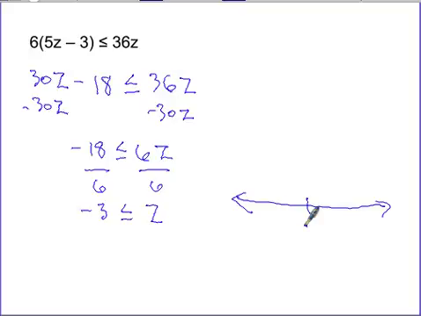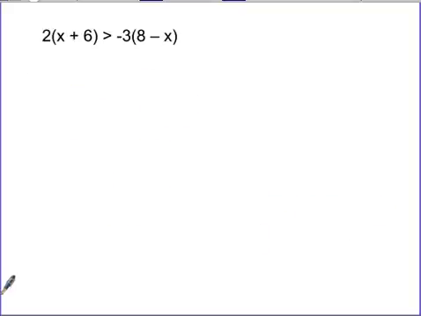Negative 3. So here would be negative 2, negative 4, and go to the left. Closed circle. Go to the left? No, the right. Z has to be bigger than negative 3, so bigger would go this way. All right.